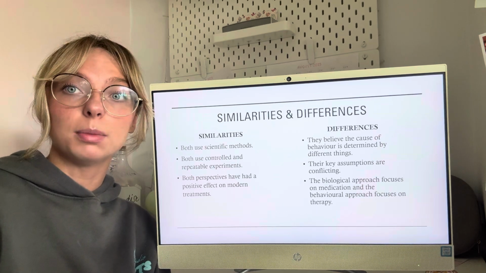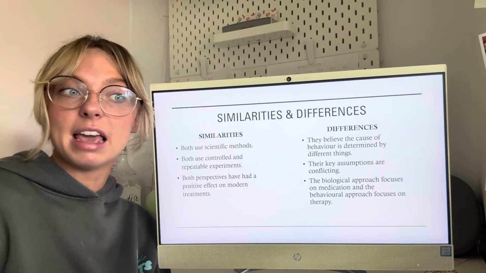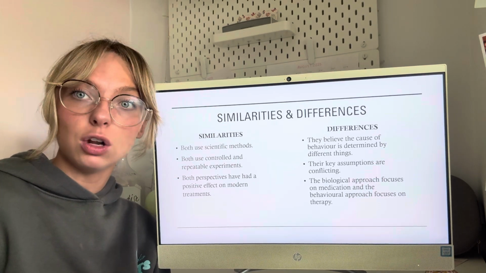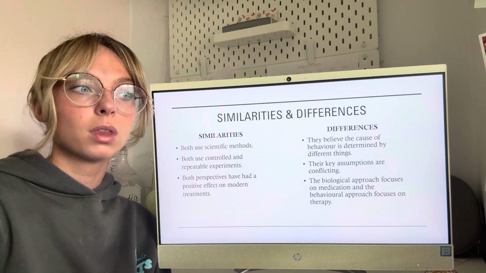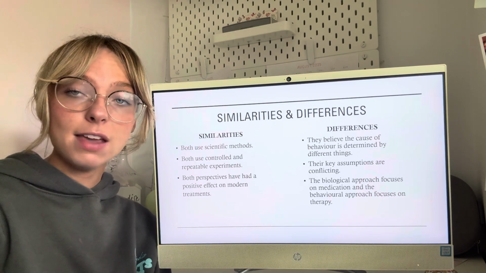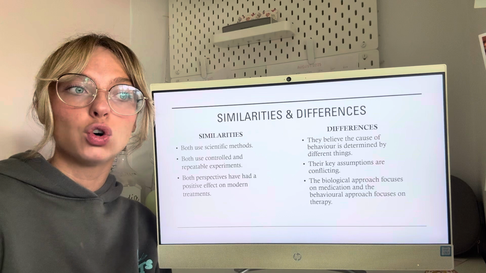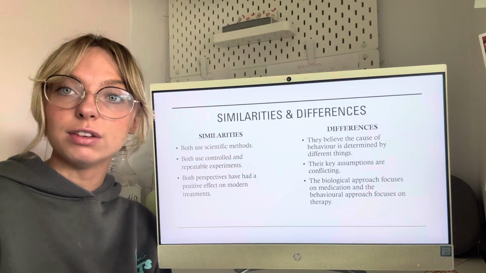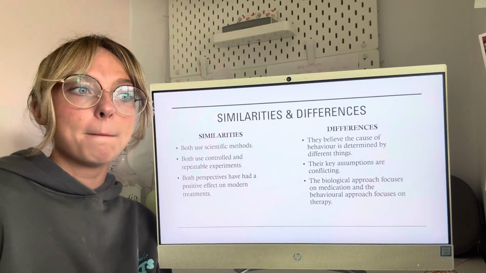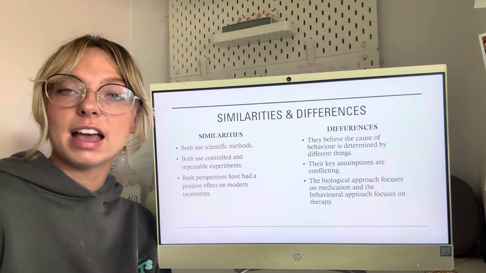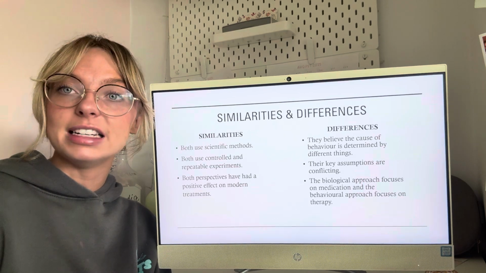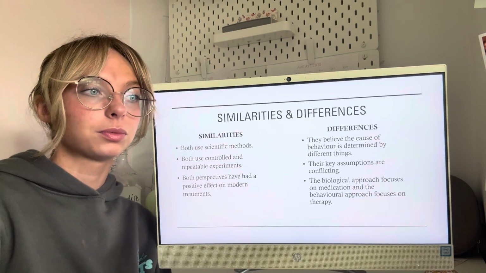For example, the biological perspective thinks behaviour is caused by genetics, biological structures and hormones, whereas the behavioural perspective thinks behaviour is caused by our experience, environment and reinforcements. Both perspectives have had a positive effect on modern treatments today, such as antidepressants and therapy.